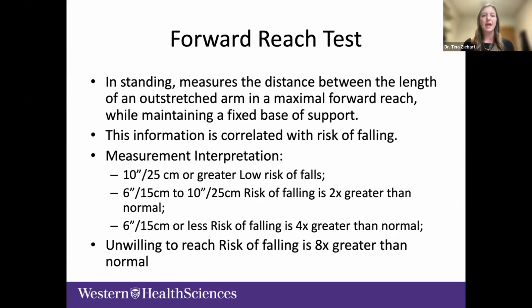And so if they can reach 25 centimeters without that risk of fall, that fear of falling, then it's a low risk of falls. 15 to 25 centimeters is a 2 times greater than normal risk of falls. And if it's less than 15 centimeters, then there's a 4 times greater risk of falls. And if they're actually unwilling to do this test, it's an 8 times greater risk of falling. So again, an easy way. All you need is a measuring tape taped to your wall. You have them standing there and see how far they can reach forward. So another really functional and easy way to measure their balance.